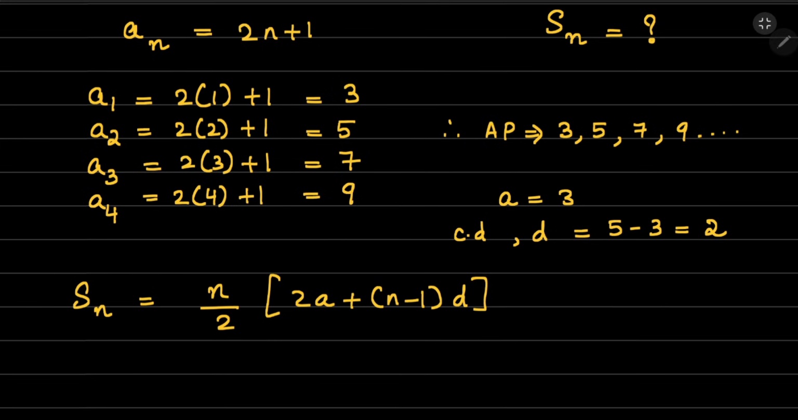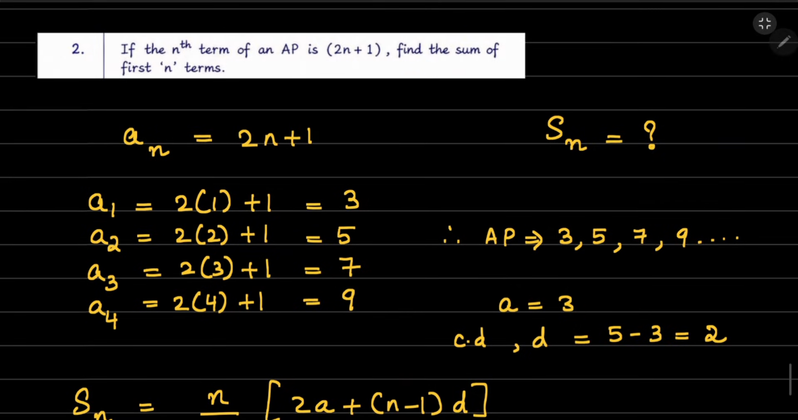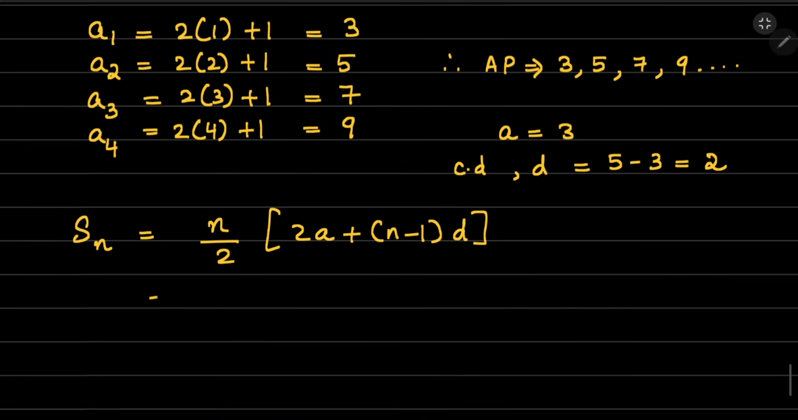Do not touch your n because we don't know what n is. Is it the sum of the first 20 terms, or the sum of the first 5 terms, or is it the sum of the first 100 terms? We don't know what n is. So let n remain as it is.